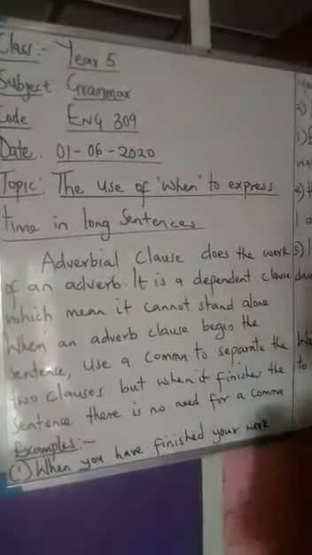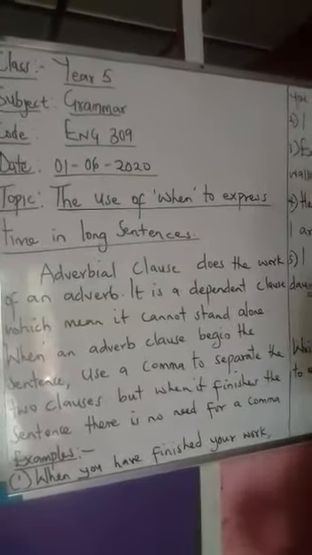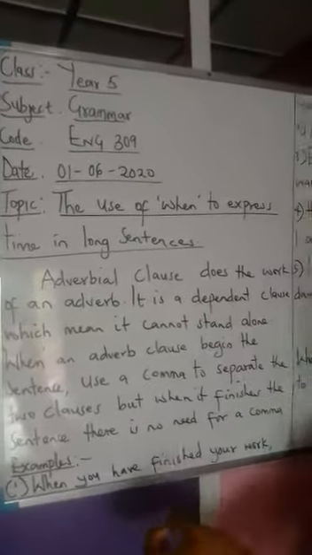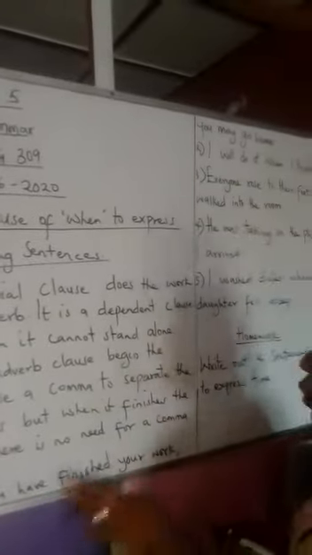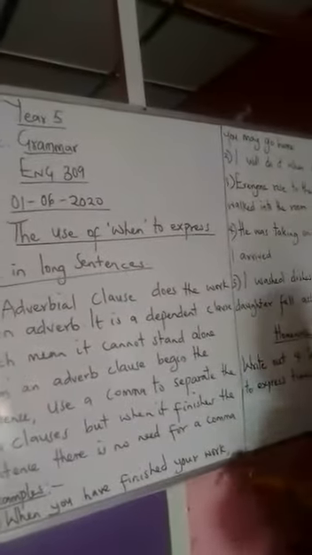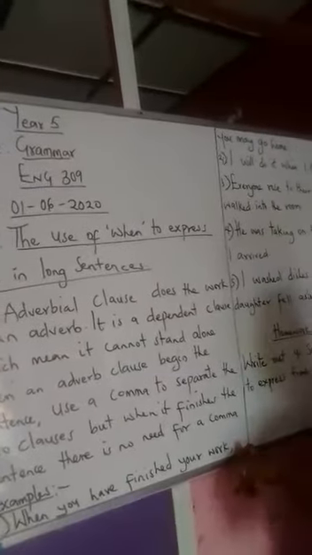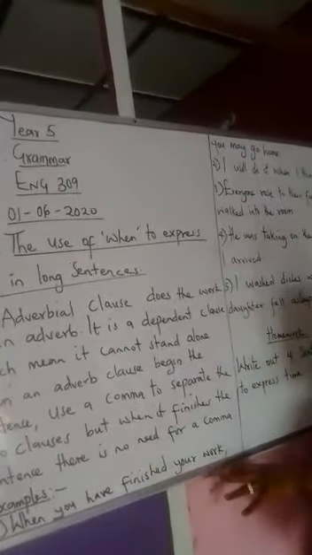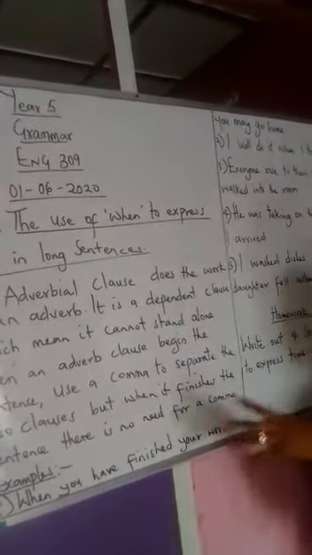Okay, look at this sentence. When you have finished your work, you may go home. You can see a comma. So we use a comma to separate what? Two clauses.